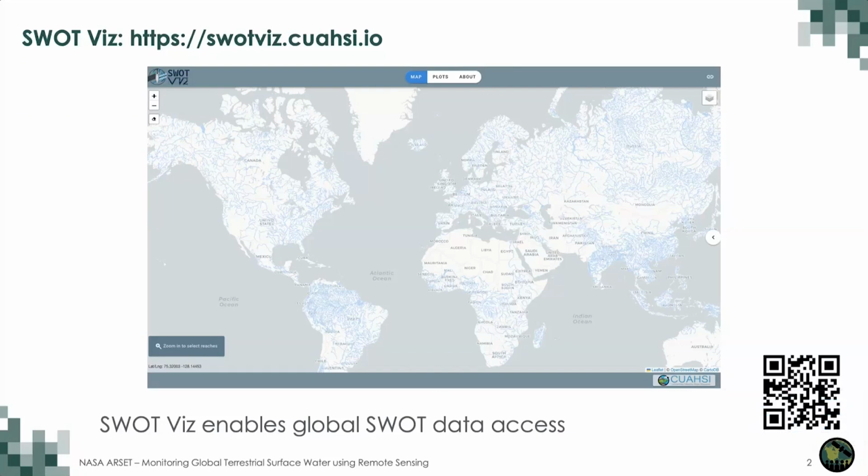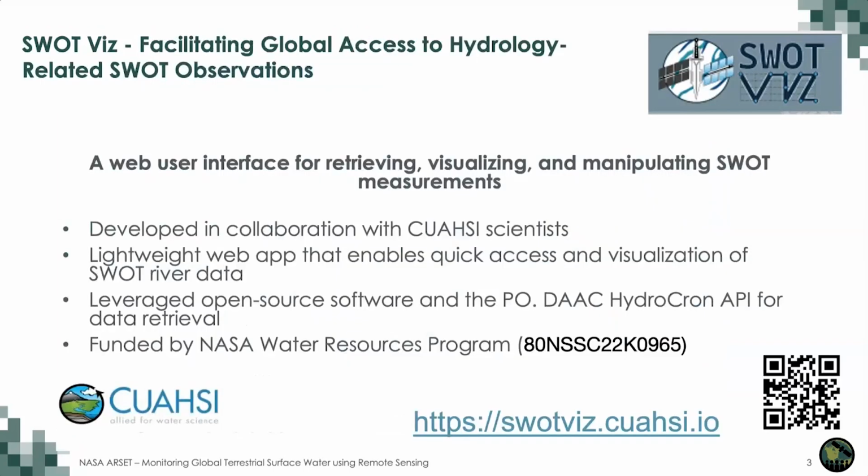The big thing that distinguishes SWOTViz from WISP, which you've already heard about, is that SWOTViz is global. It allows global data access, and it's not quite as feature rich as WISP, but when you need to look outside the US, it's a great place to start.